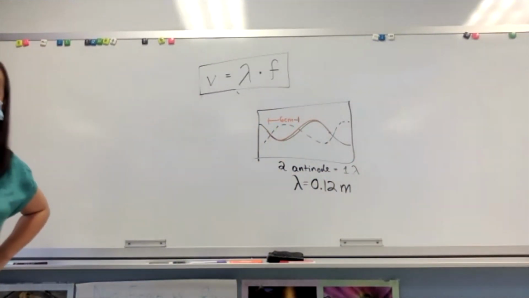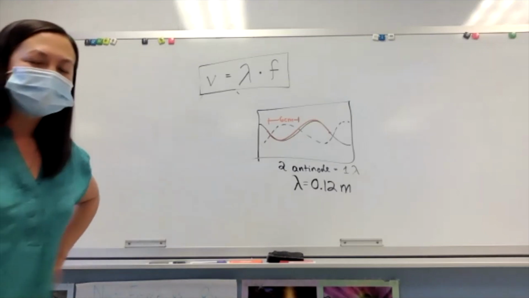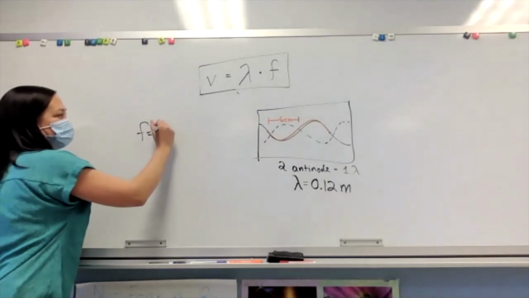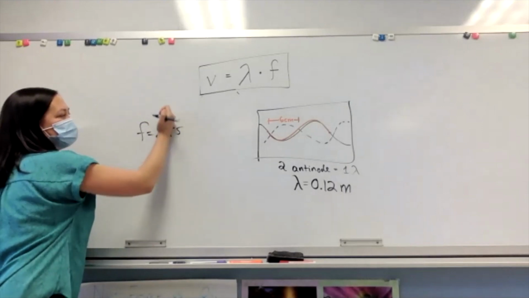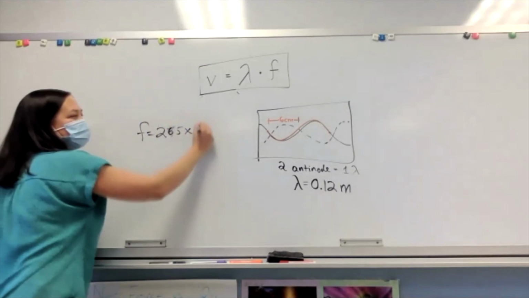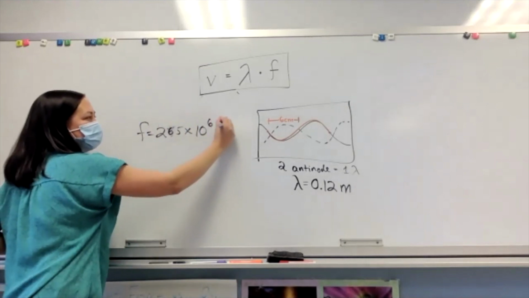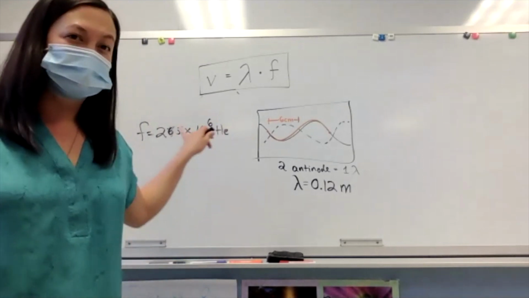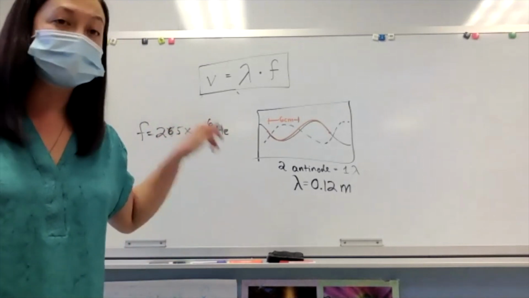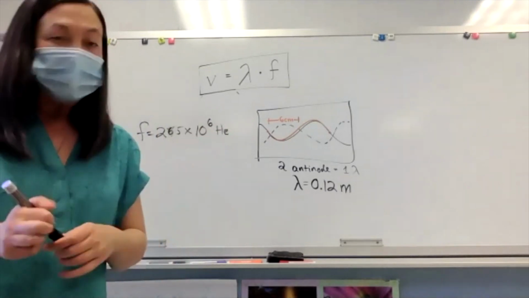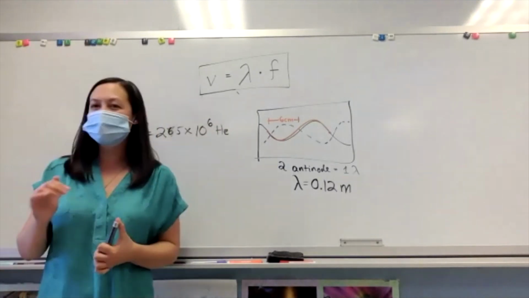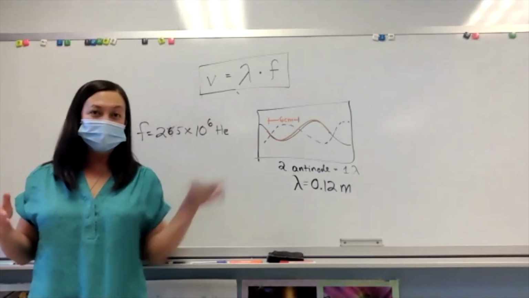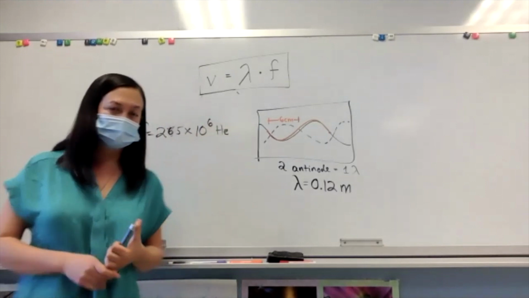Let's add that together with the frequency of all microwaves. The frequency of all microwaves is 265 times 10 to the 6th hertz. Very, very, very high frequency. So it's going, what, 265 million cycles per second? And when that frequency hits water molecules, the water molecules vibrate. And the more they vibrate, the hotter they get, making hot and cold spots.